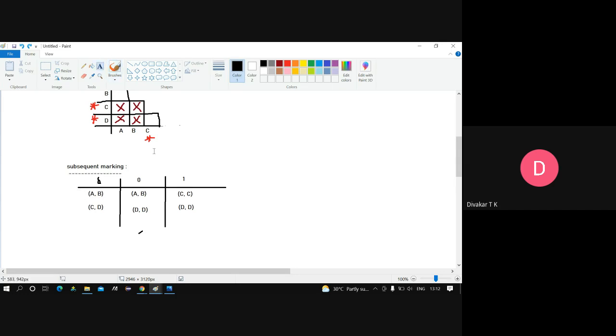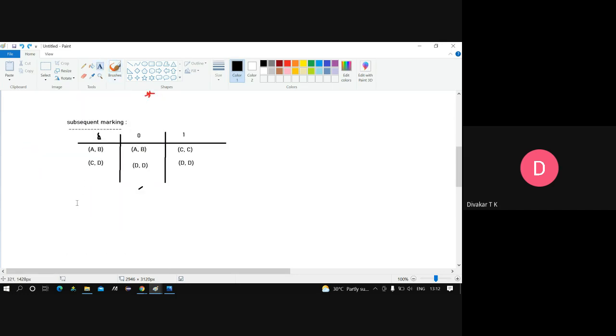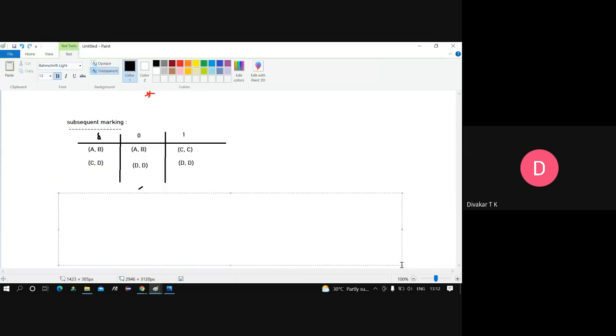So that's why we have to stop the iteration. We got only one iteration here. So there is no new subsequent marking. Okay, there is no subsequent marking, so that's why we have to stop. We have to stop the iteration.